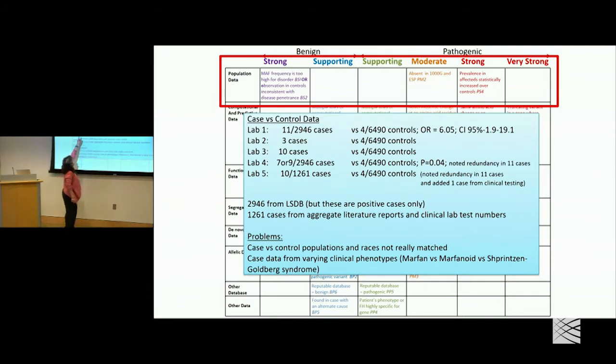Now you can see in this column, they all have a different number: 11, 3, 10, 7, or 9, which was noted to say, I read several papers and I couldn't determine if the patients in those papers were the same ones because there was overlapping authorship.